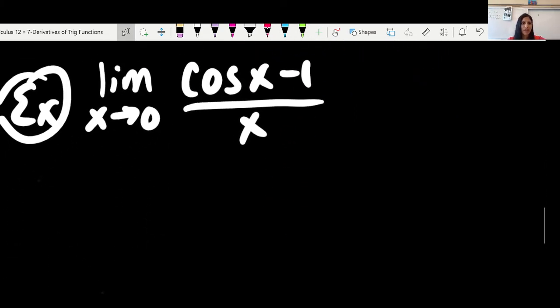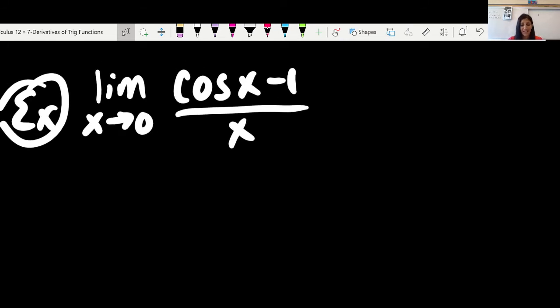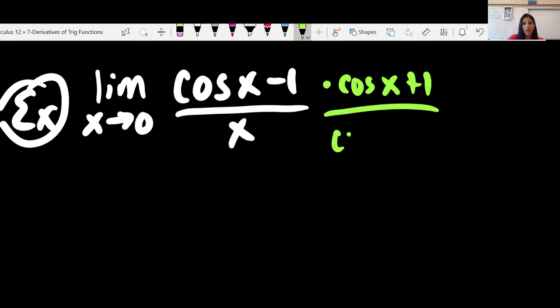Okay, moving on to another one. This is why I say this every single time. It probably in a lot of ways feels like review because we deal with stuff like this often. We often look to the conjugate when we see something like this. So if you see cos x minus 1, we can multiply by cos x plus 1 over cos x plus 1. This is way too thick.